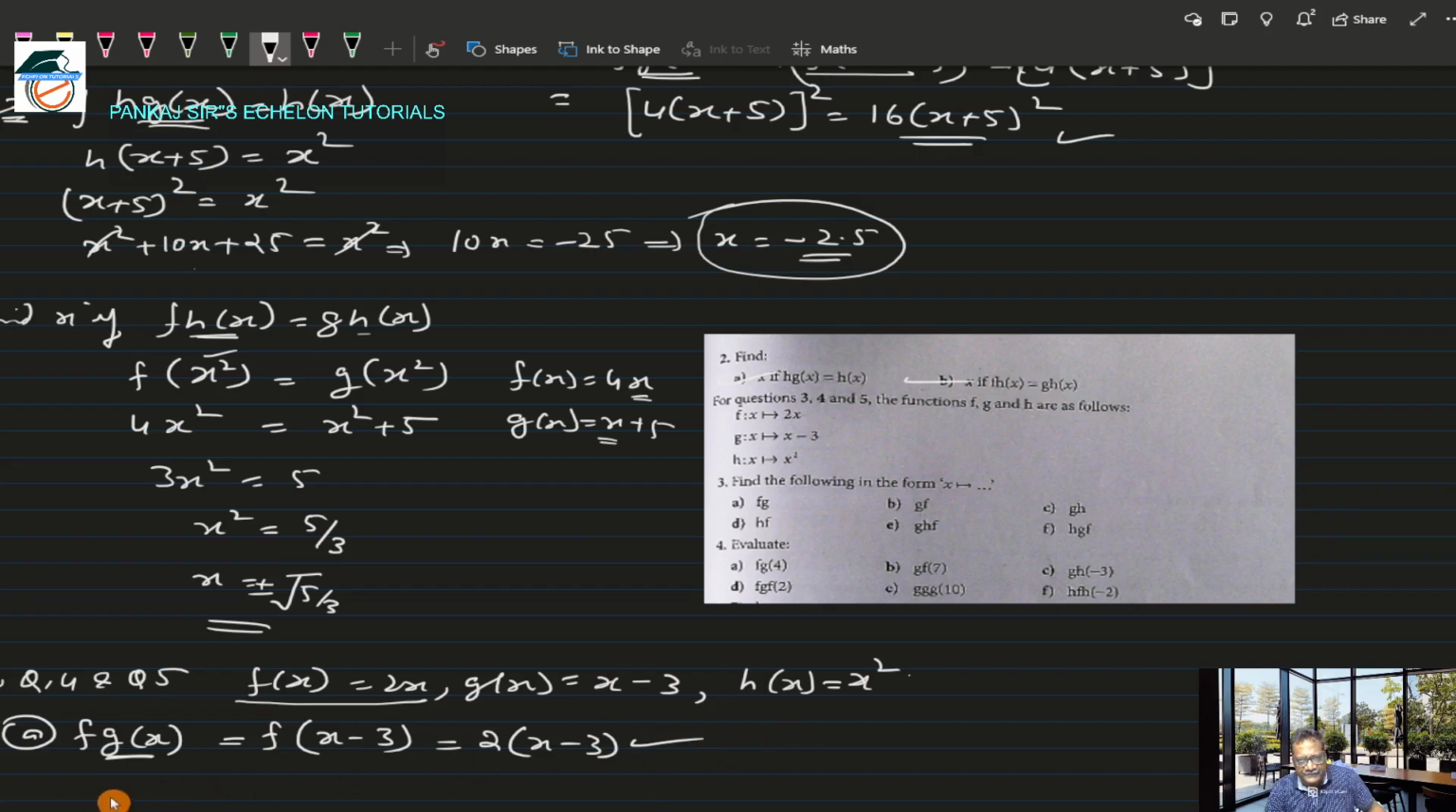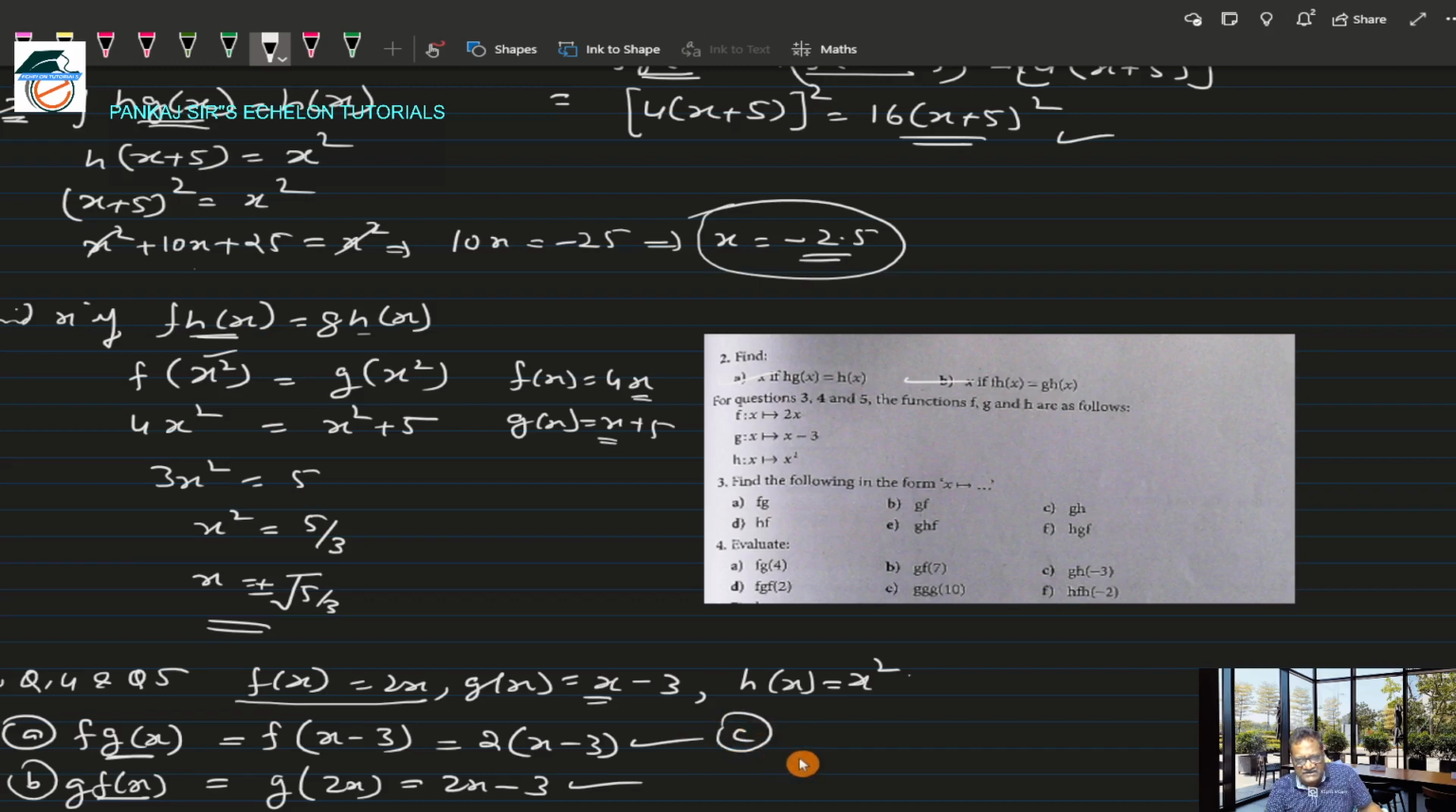Now b. b is g f of x. Okay. So start with f of x, the inner function. So f of x is 2x. And you have a g outside it. So g of 2x. Now, if you want to find out g of 2x, you'll have to go to g of x, and in place of x, you'll have to put 2x, so it is 2x minus 3. Right? That was A, B.